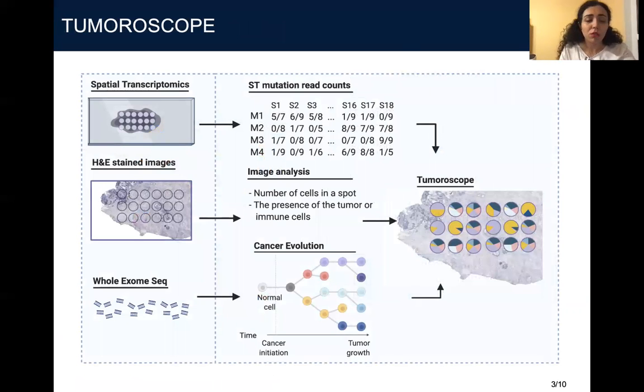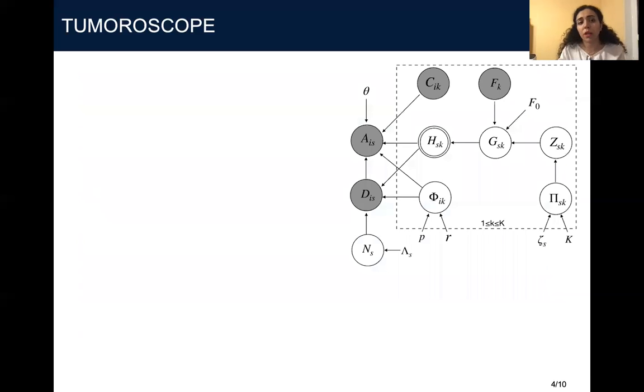TUMOROSCOPE gets the spatial transcriptomics data, and we use this to get the read alternative and total read counts. Also, we use H&E images for detecting the cells in spots and identifying the presence of the tumor or immune cells in the spots. We also use whole exome sequencing data to infer the evolutionary tree using existing methods, and using these three types of data, we will infer the fraction of the clones in each spot using TUMOROSCOPE, which is a probabilistic graphical model, and I will talk about it here.